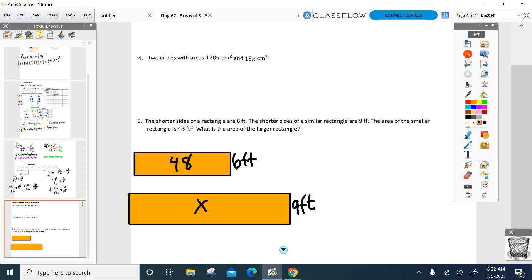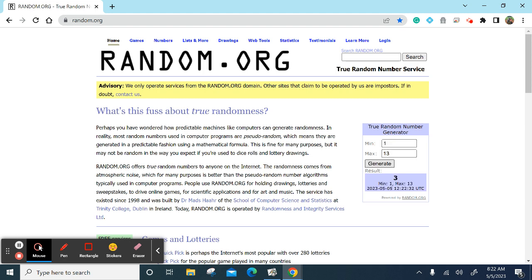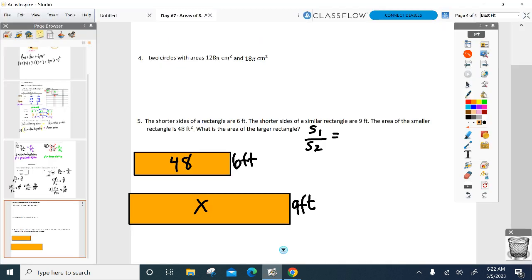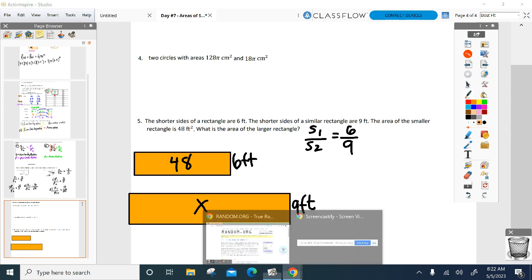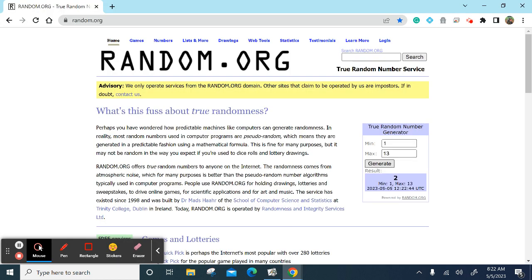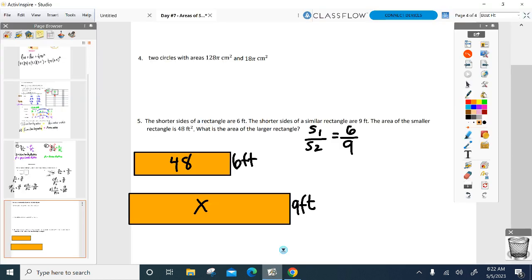Let's start. What's the ratio of the sides here? I can't start anything unless I know the ratio of the sides. Spence, what's the ratio of the sides? 6 over 9. If you guys want to reduce that, you can. It's not needed. But what am I asked to find in this problem? Nate, what's it asking me to find? The area of the larger rectangle.